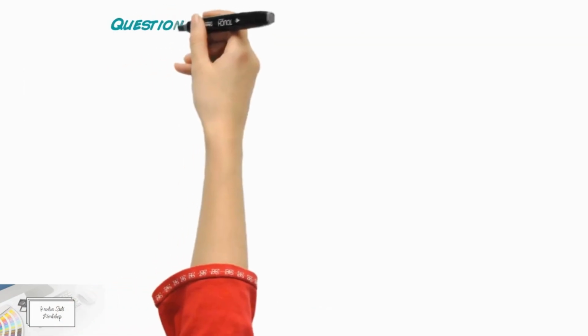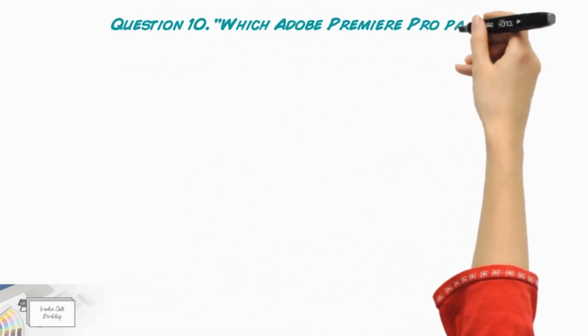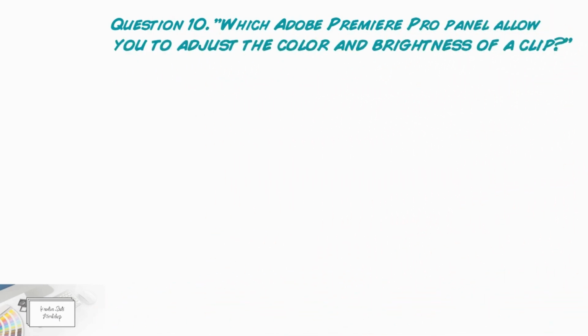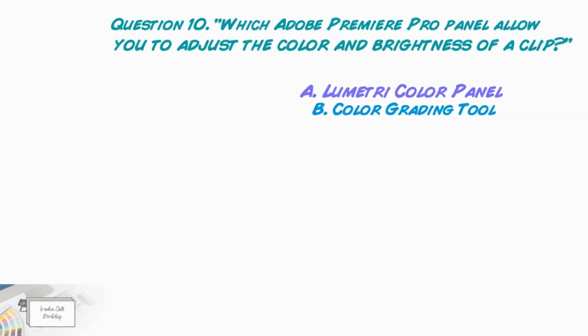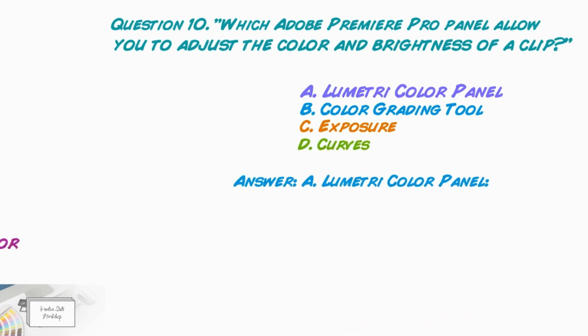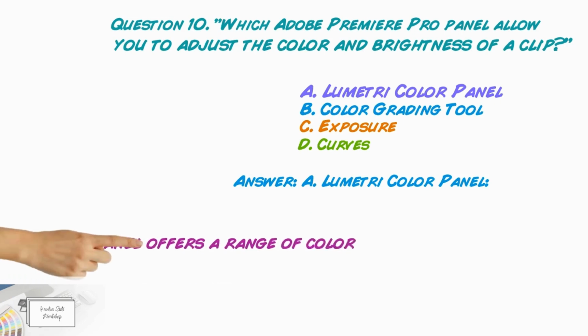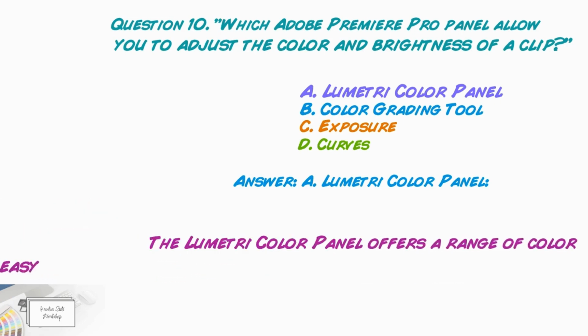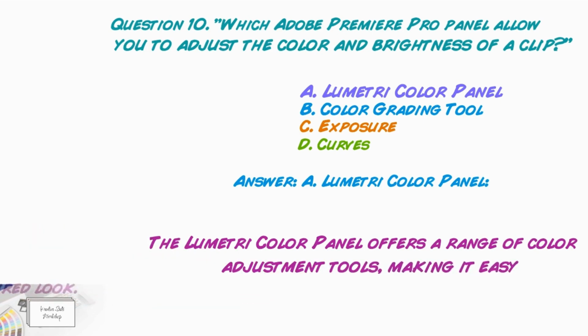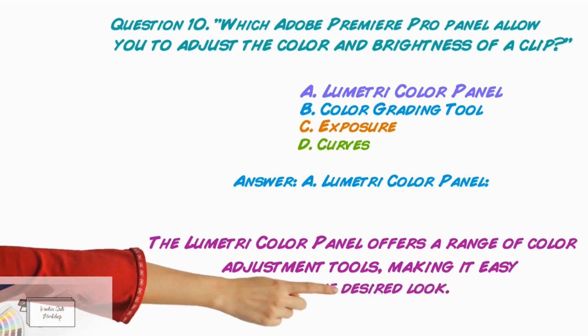Question 10. Which Adobe Premiere Pro panel allows you to adjust the color and brightness of a clip? A. Lumetri color panel. B. Color grading tool. C. Exposure. D. Curves. Answer: A. Lumetri color panel. The Lumetri color panel offers a range of color adjustment tools, making it easy to achieve the desired look.